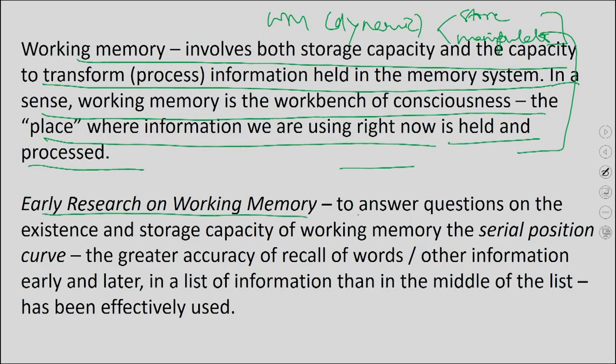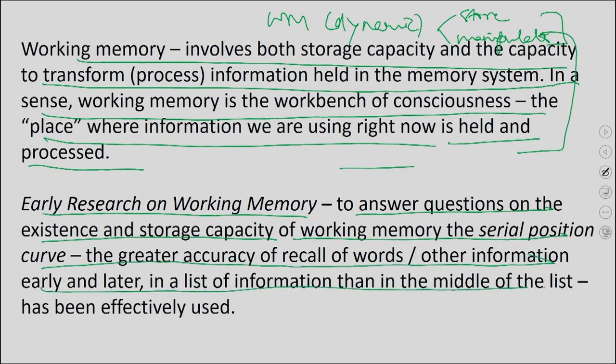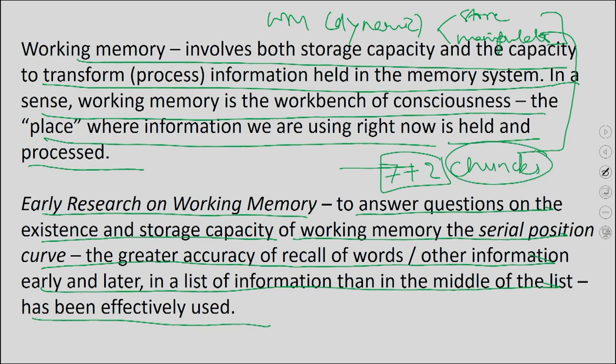Now, early researchers on working memory. To answer questions on the existence of the storage capacity of working memory, the serial position curve, the greater accuracy of recall of words and other information early and later in a list than in the middle of the list, has been effectively used. The question was, my short-term store could store 7 plus or minus 2 chunks of items. Now, as I defined, what are chunks? A chunk is basically information of the same type which is organized together. For example, if I have a list of animals, a list of birds, a list of food items, and a list of furniture, and there are 10 items in each list, if I give you these four lists to remember, you will chunk them together. You will organize items which are similar together. For example, rat, hen, cat, dog will be put into animals, and similarly, pizzas, burgers, fast food, fries will be put into food. So, this is basically what is called a chunk.